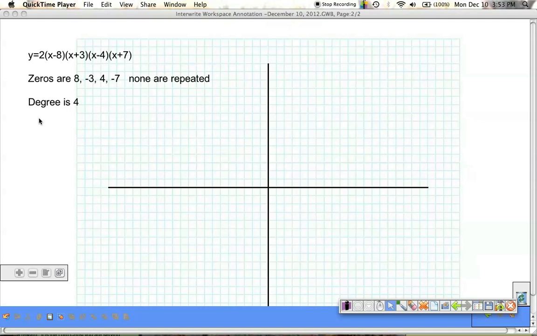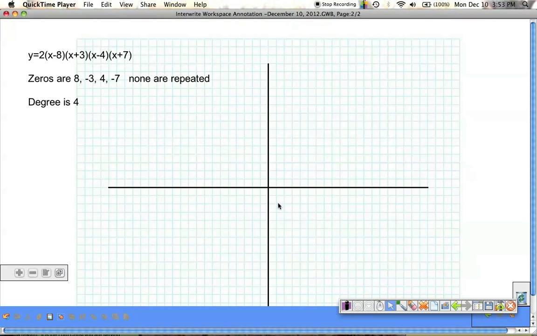That tells me that the end behavior is going to behave like the ends. It's a positive 2, so the end behavior is like the ends of x squared. Goes up to the left, goes up to the right. Positive, even degree. The first step is to look at all the zeros and mark them on the x-axis.